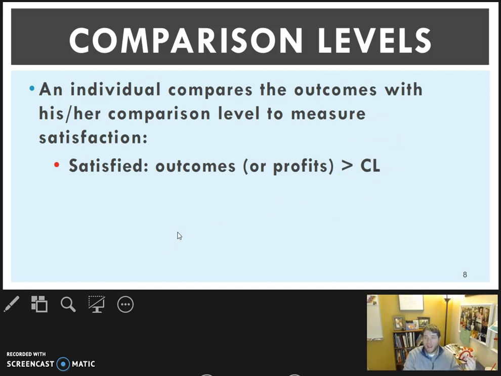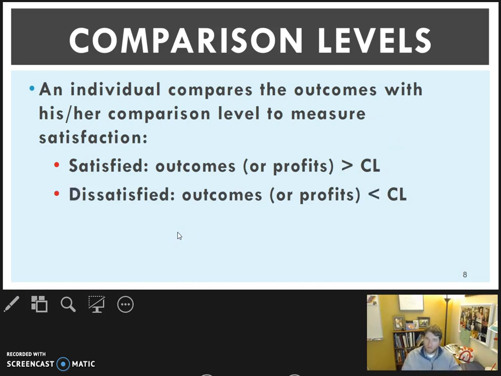In the example I gave you, it was actually dissatisfied, okay? Where I said it was like 90, and then it was 40 or something, which left me with 50. That was dissatisfied because my comparison level was 80, okay? So you're satisfied when your outcomes are greater than your comparison level, and you're dissatisfied when your outcomes are less than your comparison level, okay? So all that tells you is if you're satisfied, okay? This does not tell us if we stay, leave, or anything like that, all right?